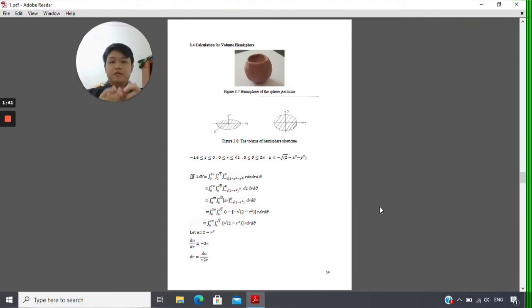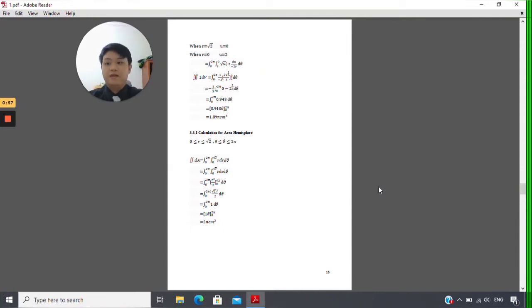As for the volume of the hemisphere, which is this side, I decided to use cylindrical coordinate to find the volume of the solid. Because it is going inside, I set a negative volume for the hemisphere to subtract from the sphere to get an accurate reading for the volume of this sphere. Above highlight is the limit that I set to find the volume of the hemisphere. As for the area of the hemisphere, I decided to use polar coordinate, setting a radius of square root 2 as the limit to find the area accurately.